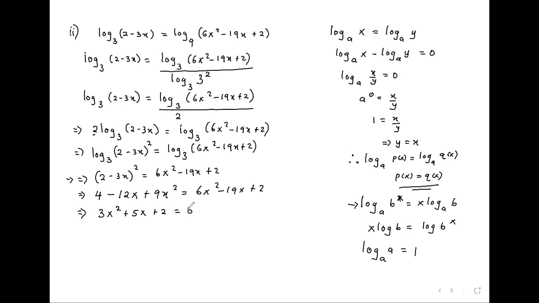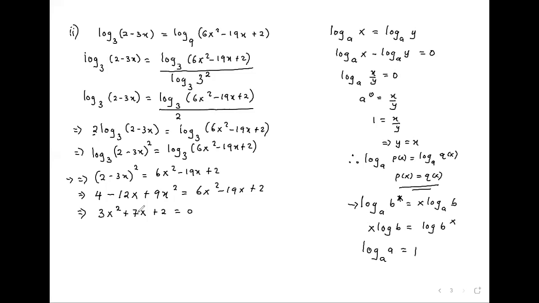The product is... Oh, it's not 5, it's 7, is it? So instead of 5, it's supposed to be 7 here. 19 minus 12 is 7. Then now the factor: we have a product of 6, the sum 7.